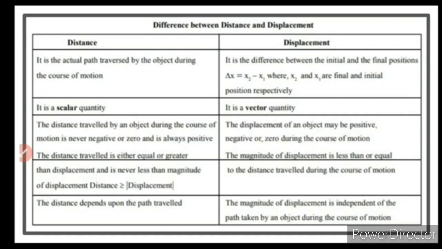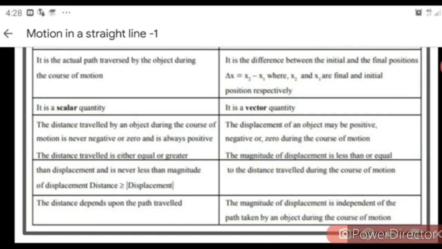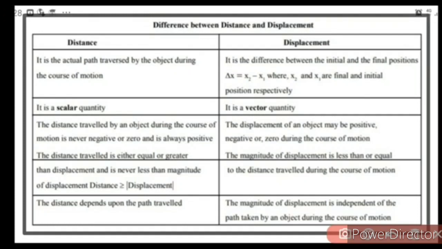Now the next point: the distance traveled is either equal to or greater than the displacement and is never less than the magnitude of displacement. So this is a point to be noted. In the first example we discussed, both the distance and the magnitude of displacement were the same. But in the later examples, we got the distance to be more than the magnitude of displacement. We will never get the reverse. That means the magnitude of displacement can never be greater than the distance. So distance will always be greater than or equal to the magnitude of displacement.